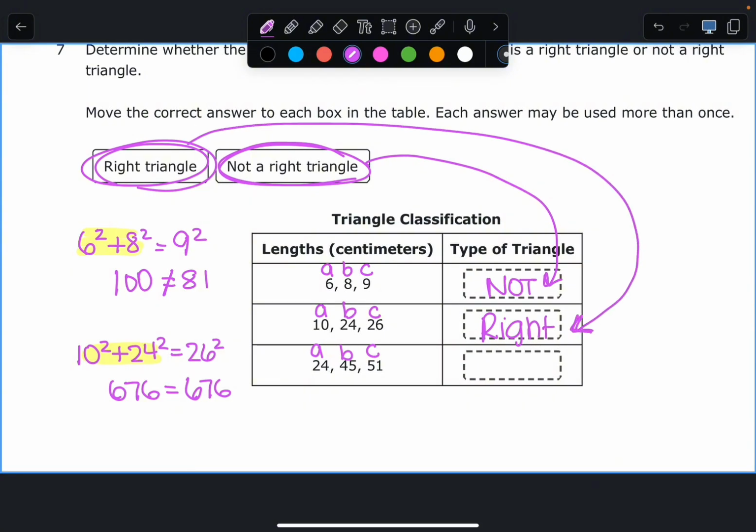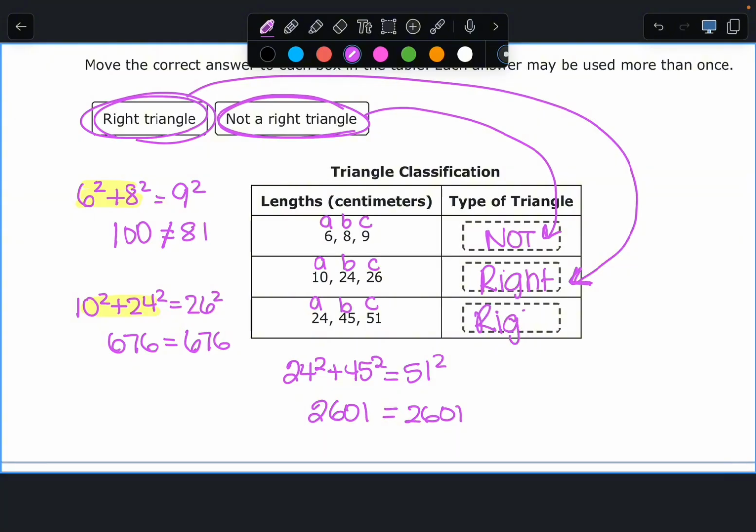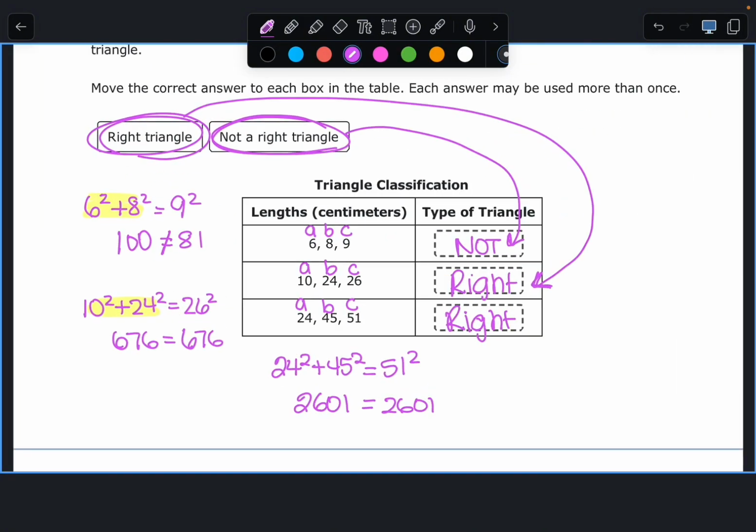Okay? And the last equation, 24 squared plus 45 squared, you'll get 2,601. And then 51 squared will be 2,601. Are they equal? Yes. So once again, this one is also Right. It says each answer can be used more than once, okay? All right, you guys, did I help them out?